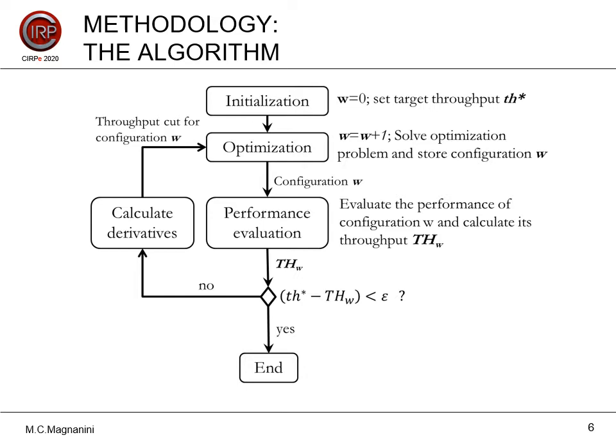If convergence is not reached, then first-order derivatives are extracted from the performance evaluation model and used to generate a constraint, which is called a throughput cut, linearizing the performance, that is added to the optimization problem. We will see now why we are talking about an analytical performance evaluation problem and how the linearization of the performance occurs.